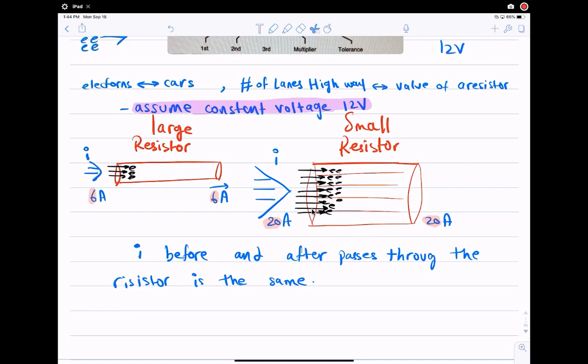Why? Because this highway would take maybe 20 cars at 1 second. This highway may take just 6 cars at 1 second, assuming that the voltage is constant.